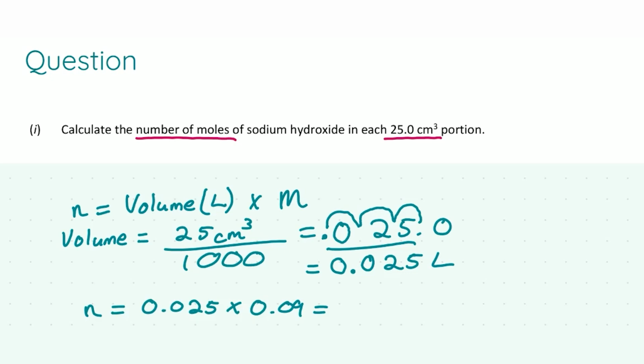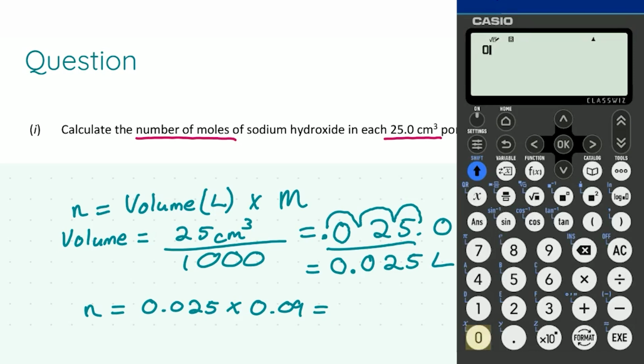So now working out our number of moles, n, we plug in our value for our volume in litres, which we've just worked out at 0.025 litres, and then multiply that by our molarity, which is given to us in the question. So we'll throw this into a calculator and we'll work out our number of moles. So now just throwing that into the calculator, we have 0.025 litres multiplied by 0.09, and this will give us our number of moles. So if we move that to a decimal, 0.00225 moles. So that's the number of moles of sodium hydroxide in each 25 centimeter cubed portion.